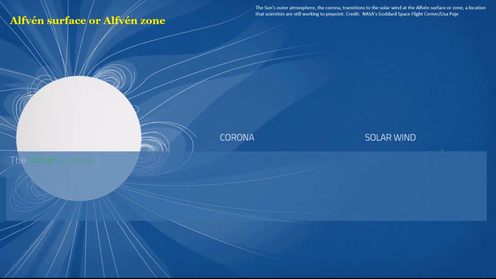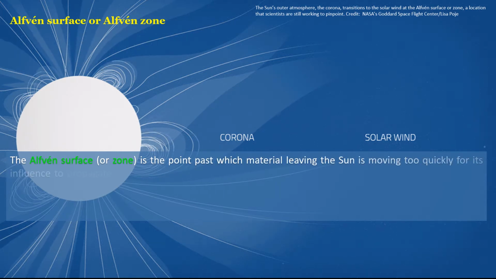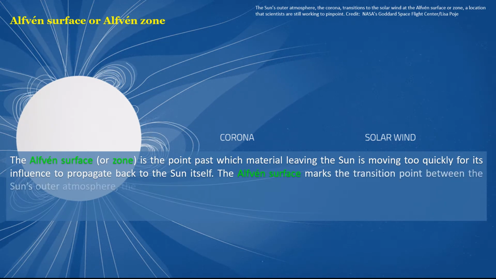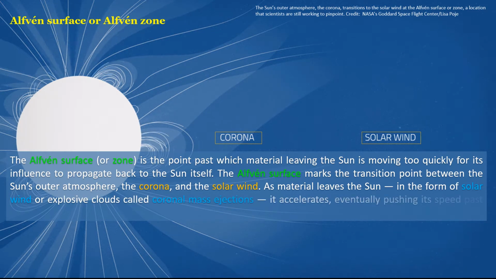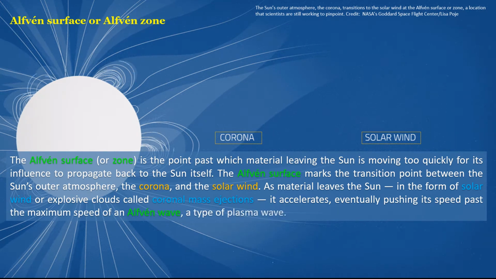The Alfvén surface, or zone, is the point past which material leaving the Sun is moving too quickly for its influence to propagate back to the Sun itself. The Alfvén surface marks the transition point between the Sun's outer atmosphere, the corona, and the solar wind. As material leaves the Sun, in the form of solar wind or explosive clouds called coronal mass ejections, it accelerates, eventually pushing its speed past the maximum speed of an Alfvén wave, a type of plasma wave.